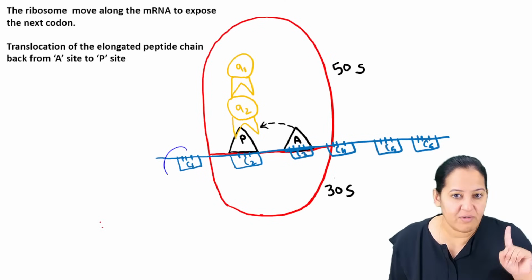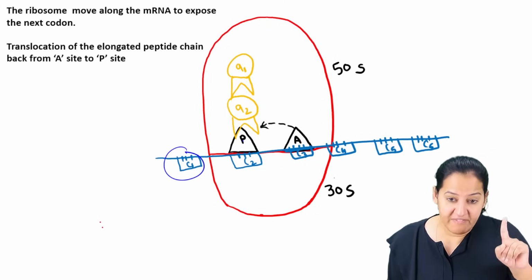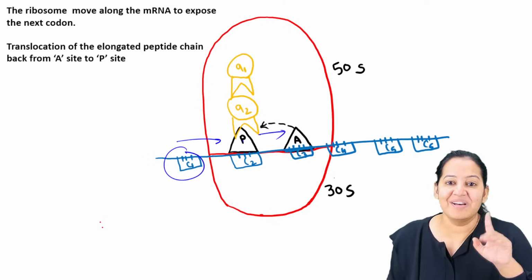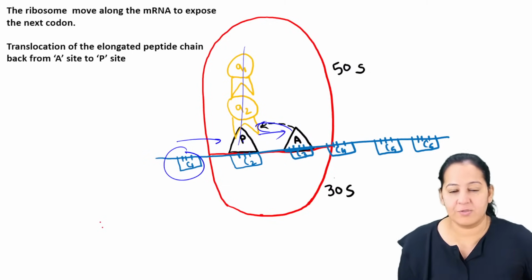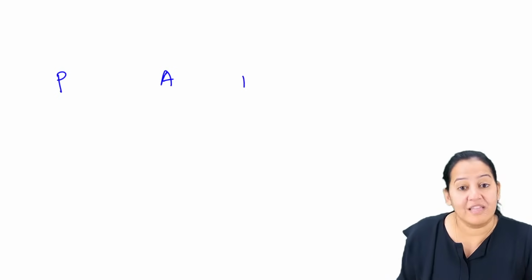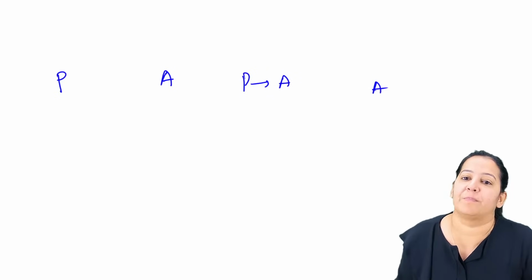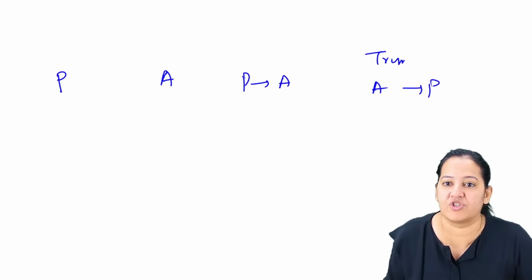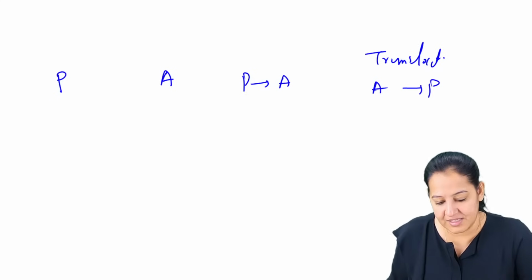You can see the C1 is freed. है ना? The P window is coming on C2 and A window is coming on C3. So amino acids are shifting from A to P. So last step is A to P. So what are the 4 steps? First is initiation, that is P window. Then the new amino acid on A window. Then P to A shift and then A to P shift, that is jumping of the ribosome. It is known as translocation. These are the 4 steps.